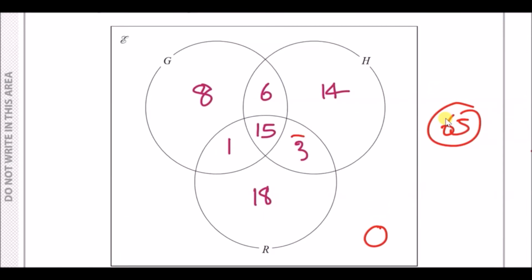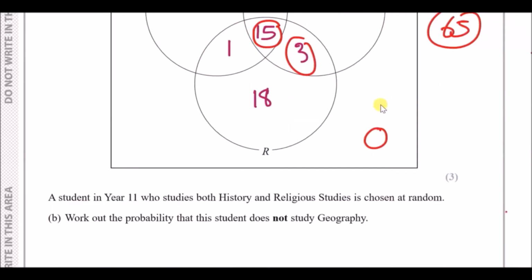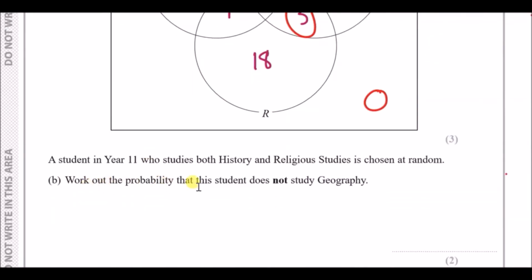So we can see that 3 people study both and 15 study both. Of course, they study geography, but they still study both history and religious studies. Okay, so keep those 2 numbers in mind. We're going to ignore the rest. Work out the probability that this student does not study geography.